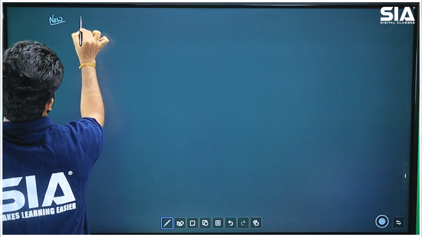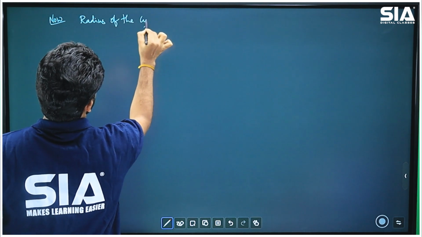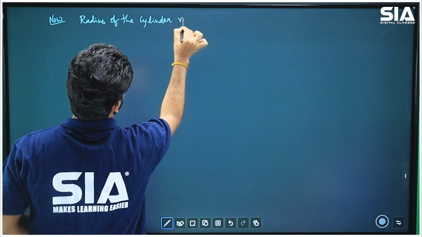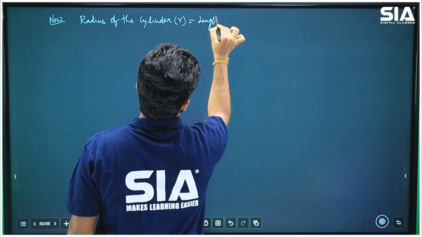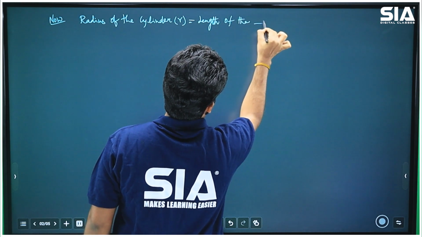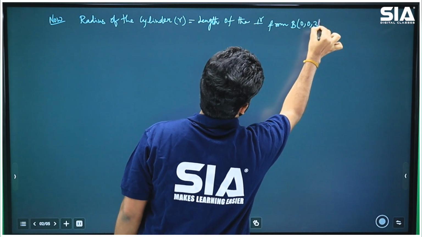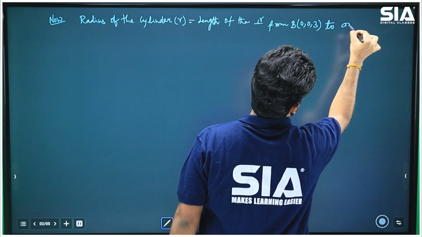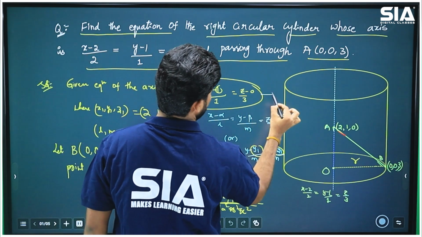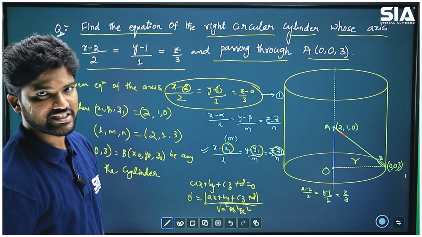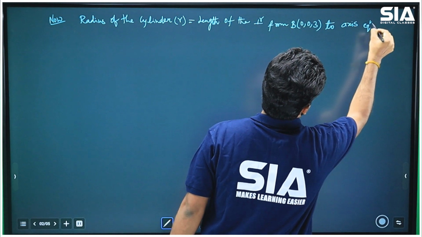So now to find the radius. Radius is important. The radius of the cylinder, which we denote with small r, is equal to the length of the perpendicular from the point B (0, 0, 3) to the axis. What is the axis? You can take this as equation number 1. Every time, instead of mentioning the axis, we can simply mention equation number 1.